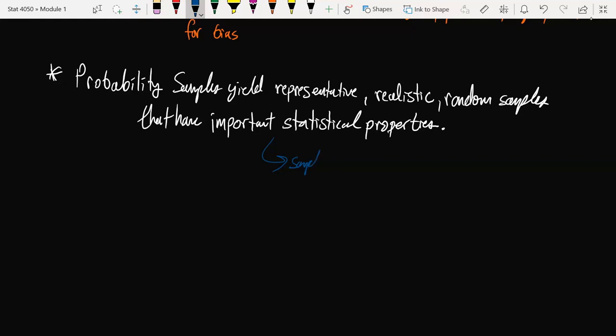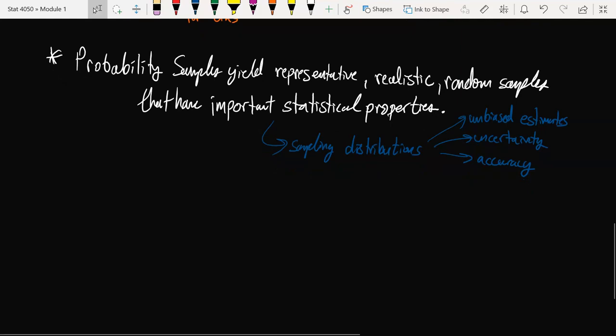We get to use what are known as sampling distributions, which you should have some brief familiarity with. The nice thing about sampling distributions from a probability sample is that they provide unbiased estimates of the parameter of interest. We're also able to measure and quantify our uncertainty and our accuracy, and we get that information from using a sampling distribution.